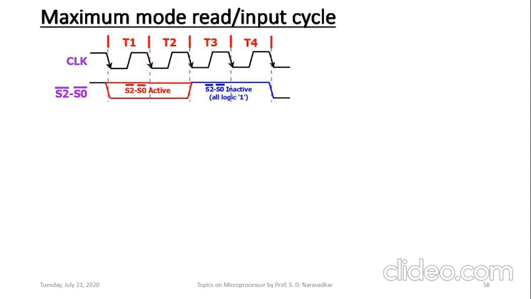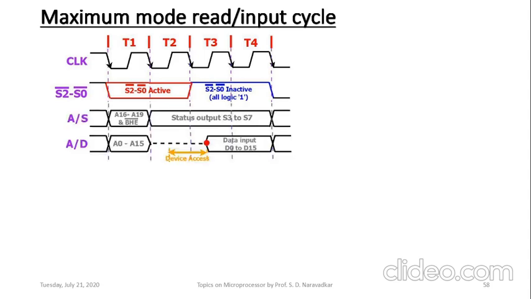Then next will be address data multiplex bus. Address A0 to A15 will be output during T1 state, and then there will be high impedance state, and processor prepares itself for data input operation through data bus D0 to D15. The data input operation probably will be performed during T3 and T4 state here.